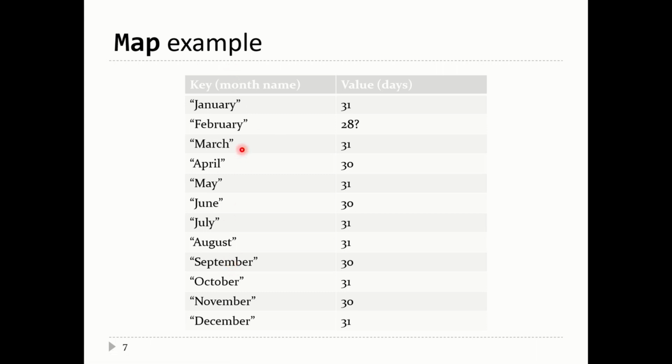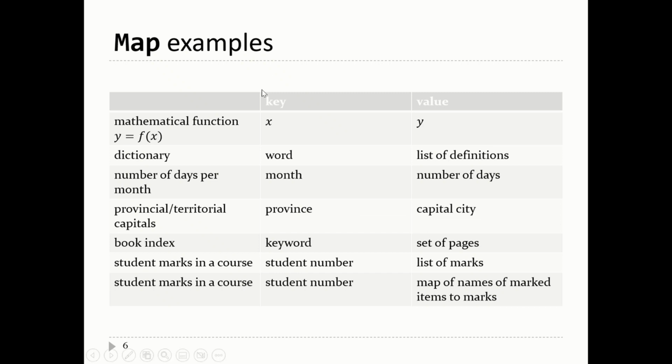So column 1, the keys. Column 2, the values. Each row is called an entry or a key value pair. It doesn't matter what you call it. Normally people call it an entry because it's shorter than key value pair. Okay, so these are examples of when you might use a map.